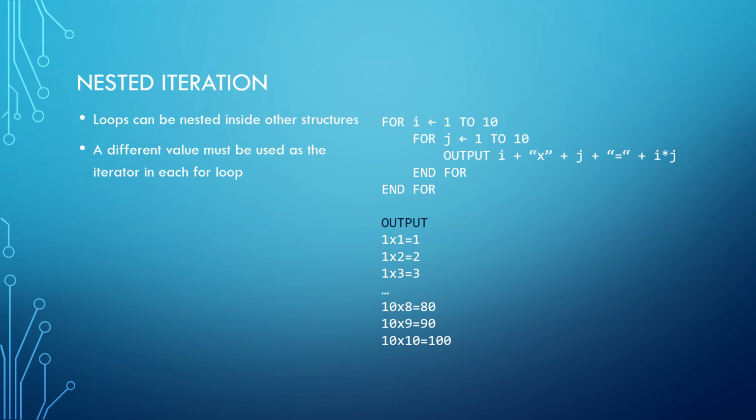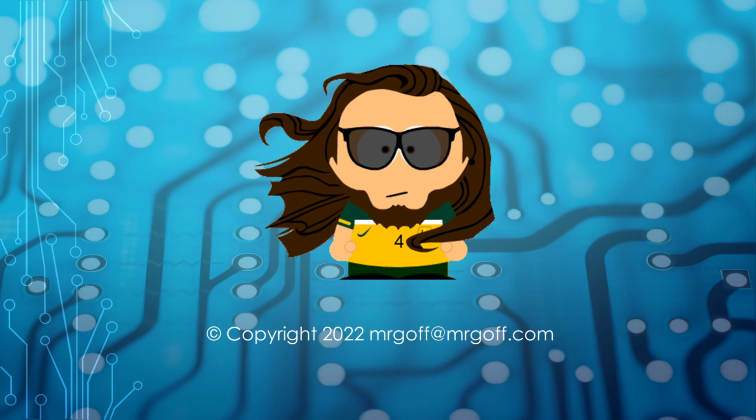At this point, that for loop has ended, and we go out into the outer for loop, and i becomes 2. j now resets to 1, and this goes through again. This would carry on until this short piece of code had outputted all the times tables for the values from 1 to 10. That brings us to the end of our video on iteration.